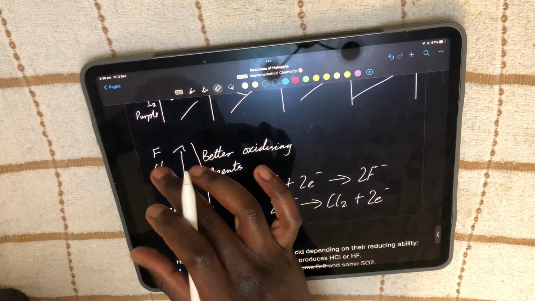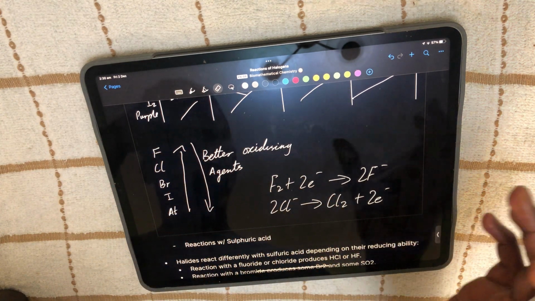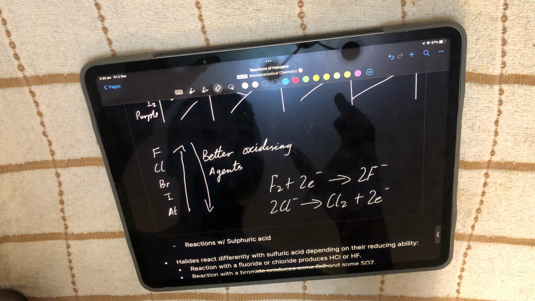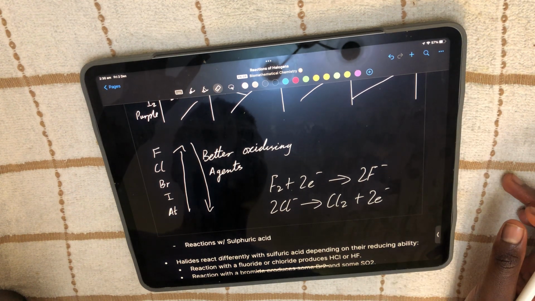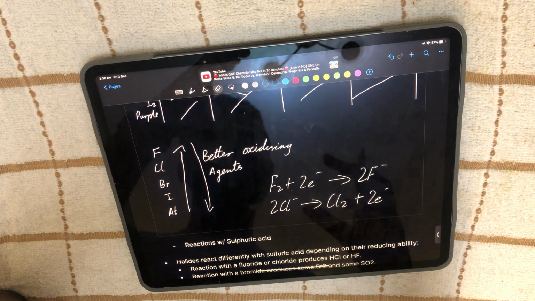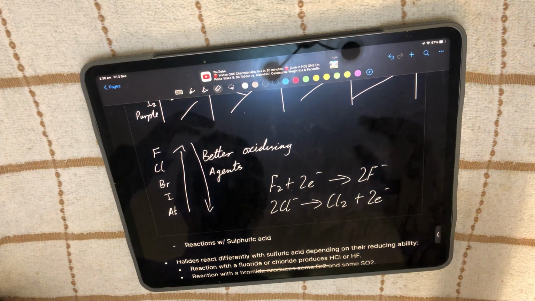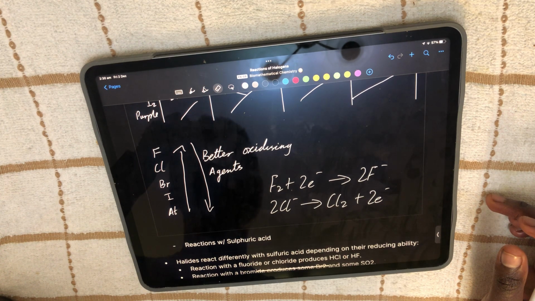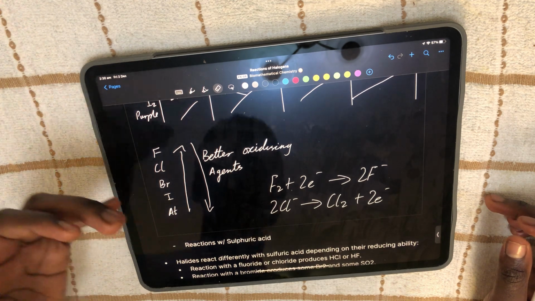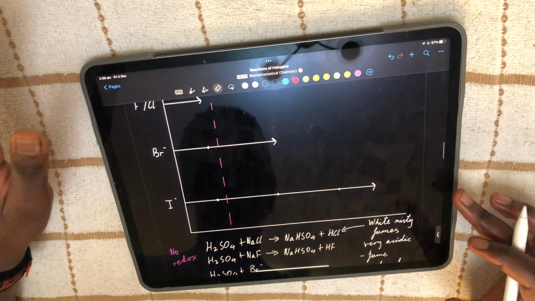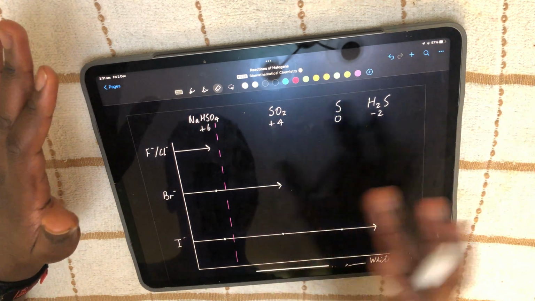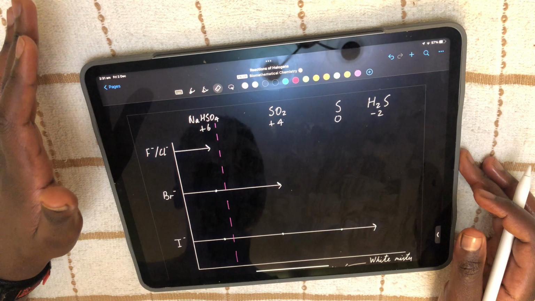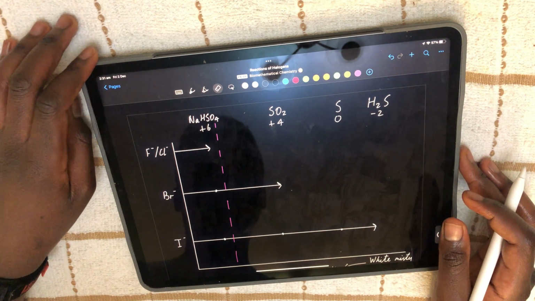Because ionic radius increases, and there's also more electron shielding, and the distance between the nucleus and the outermost electron is further away. There's a weaker electrostatic attraction between the nucleus and outermost electron, and so it's much easier for that outermost electron to be released, and hence you can see there's a lower first ionization energy. But you already know this if you watched my previous videos. But that's why they're better reducing agents, right? They themselves are getting oxidized.